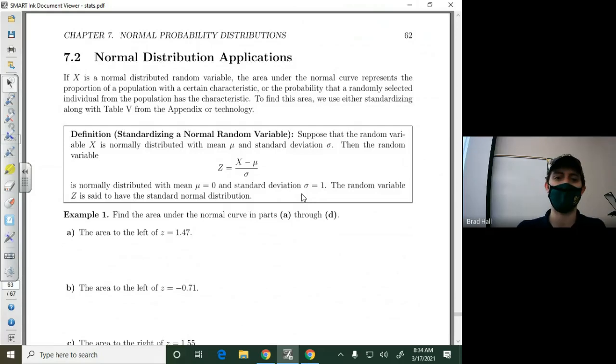That's when we're going to start off using a table that I've now added to the notes, to the appendix, Table 5 as it's called in the book, and also the aid of technology. We'll look at this table and how to interpret it momentarily. It seems like an intimidating table, but it's really easy to read. We just need to make sure we know how to interpret what we put into that table. But this first idea that we're going to talk about is standardization.